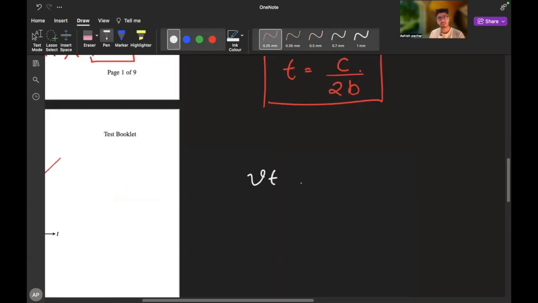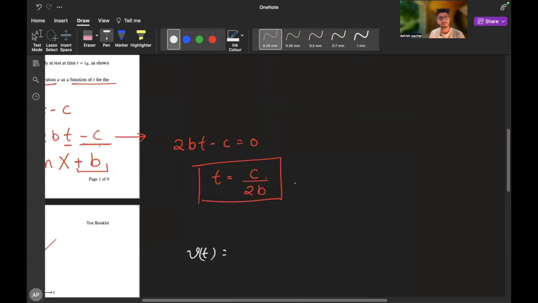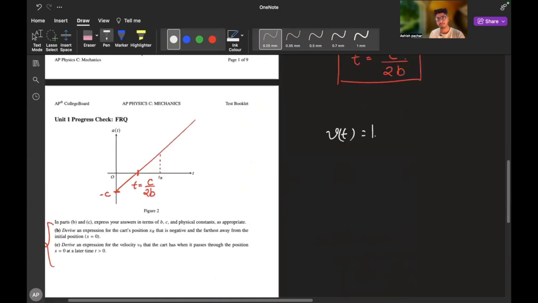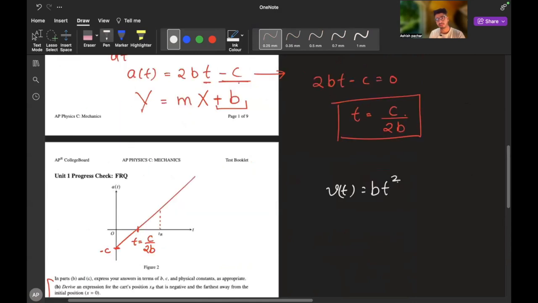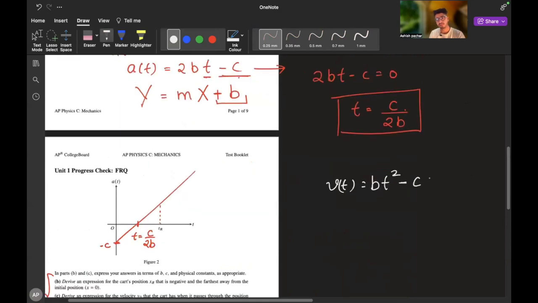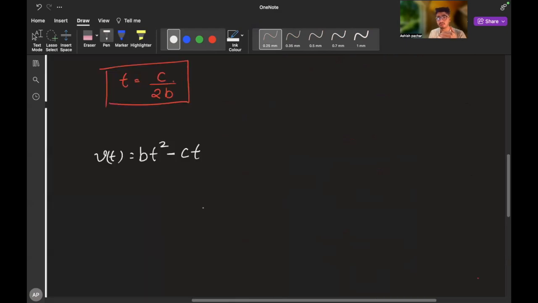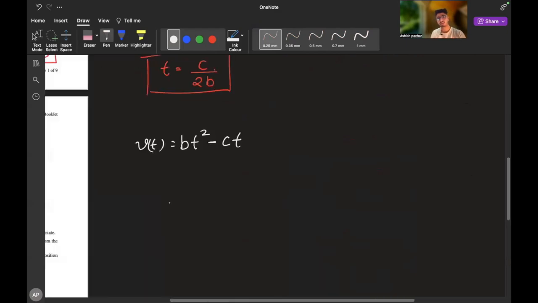We have the velocity time function. What is that velocity time function, please? That is v = bt² − ct. So we had the velocity time function. How do we find the position according to calculus?